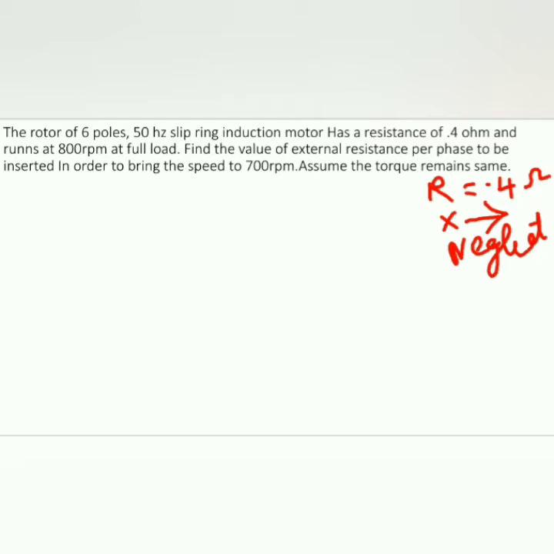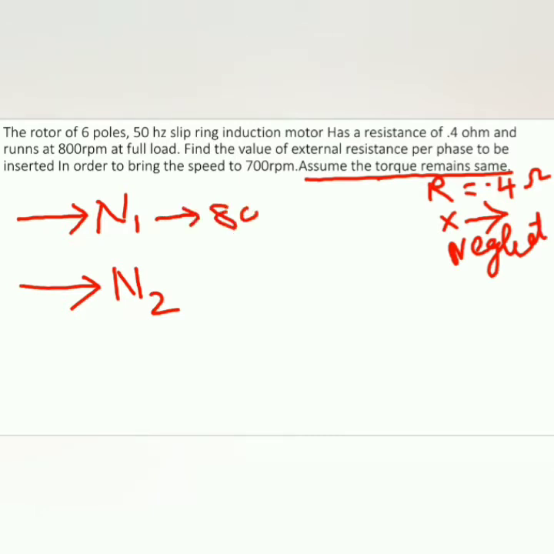Now since the condition says that the torque remains same, there are two conditions, two levels. First, the motor is running at one speed, that is n1, and then we do some modification, that is speed control, so that it rotates at a different speed, that is n2. First it is rotating at 800 rpm and second at 700 rpm. Since the torque remains same, T1 equals T2.